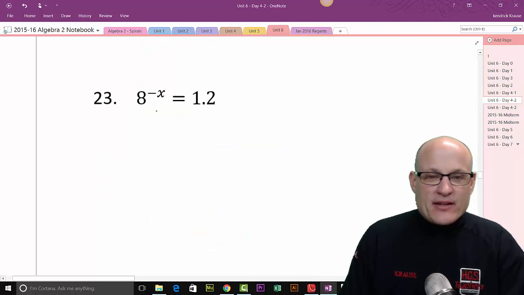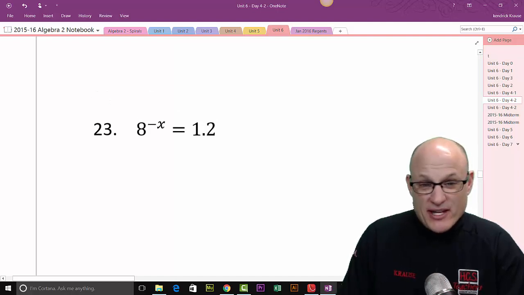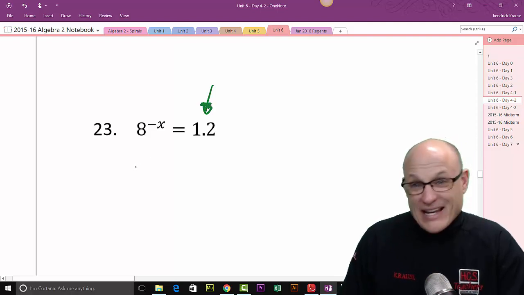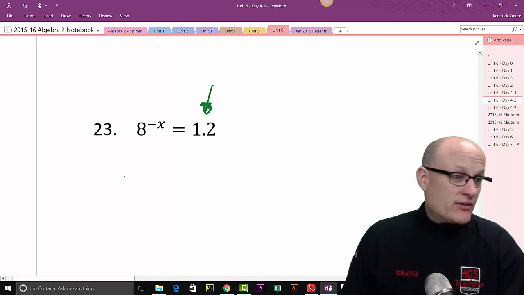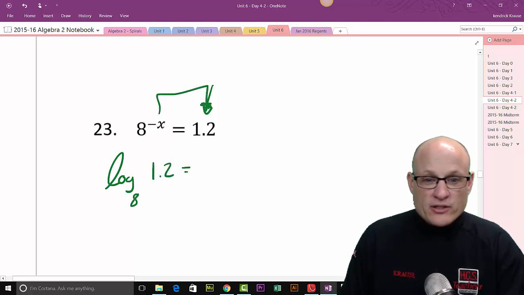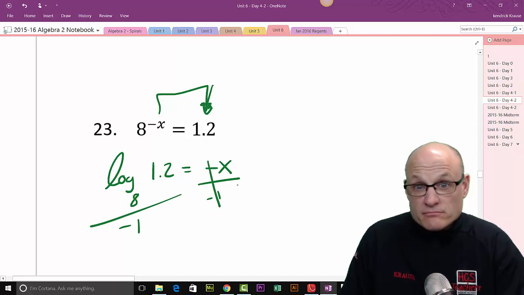Because I can't make these into 2's. I'd like to make them into 2's. This I can make the 2 cubed, but I don't know how to make this into a 2. My dog's come down to say hi to me. So I can't do it that way. So now I'm going to use change of base. So log base 8, and these two are going to switch, of 1.2 is equal to negative x. And then I'll divide by negative 1, divide by negative 1, and I'm done.